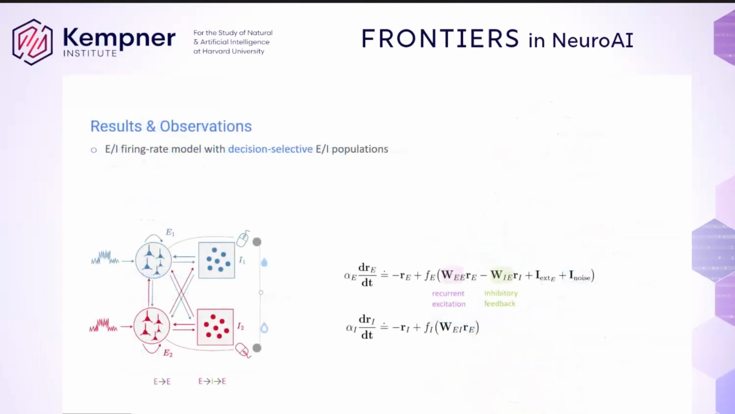First, we investigate this EI mean field model, where we have two excitatory populations which receive some ambiguous input signals, and they're placed in a two-arm bandit, a two-choice decision-making task. The decision is read out from the excitatory populations, which are recurrent, and they also receive input from the inhibitory populations, which we don't model to be recurrent. And we investigate these two motifs here.